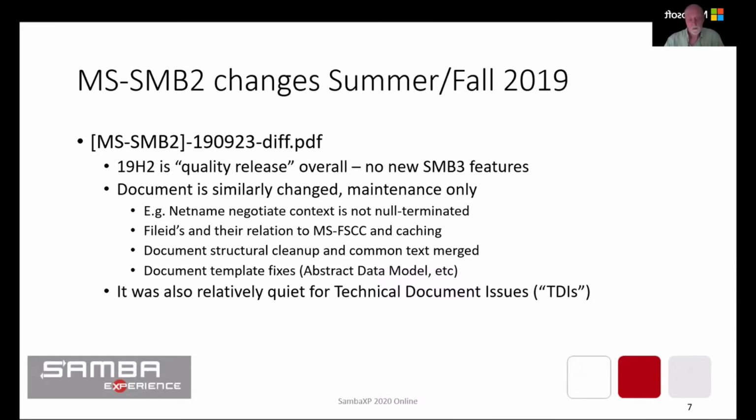Just a list. This is almost a complete list. The net name negotiate context we had documented as null terminated. It's not null terminated. Okay, there's a stop the presses moment, right? File IDs and their relationship to the objects in MS-FSCC, the companion document, and how those file IDs are used for caching. That was that. There was a good bit of document structural cleanup, and a bunch of common text was merged. And there were some template fixes. The abstract data model was updated and reused a little bit. So for the most part, content did not change, just clarity in the document, echoing the quality task.